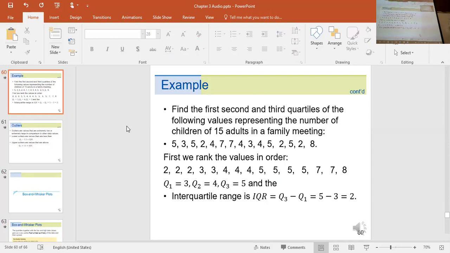Now we look at Q3, well, we have 5. Q3 plus 1.5 IQR will be 5 plus 3 equals 8. Any value that is bigger than 8, there is no value bigger than 8. But observe something here. If I have changed this 8 to like 10, do you think it will change any of the information we have?